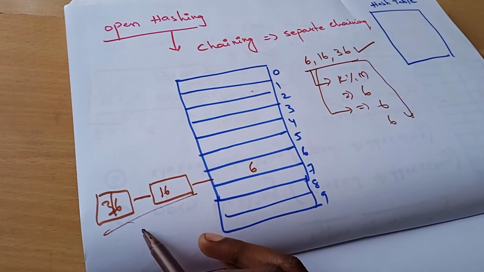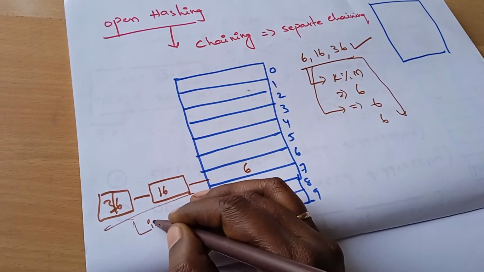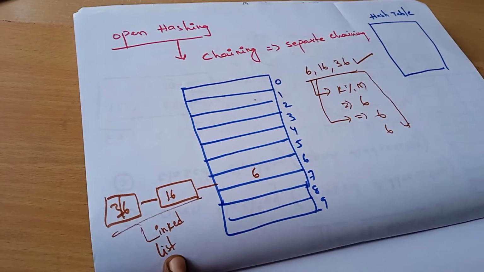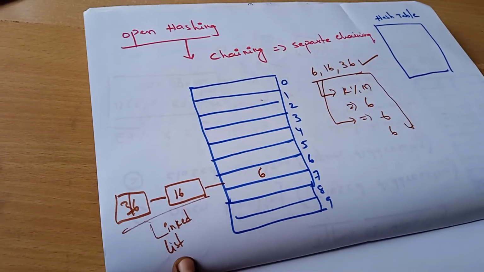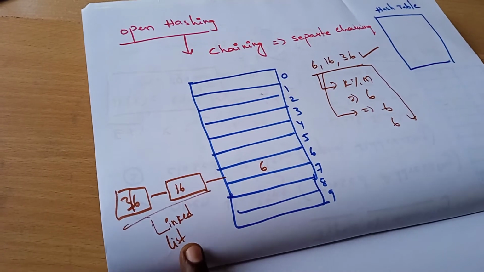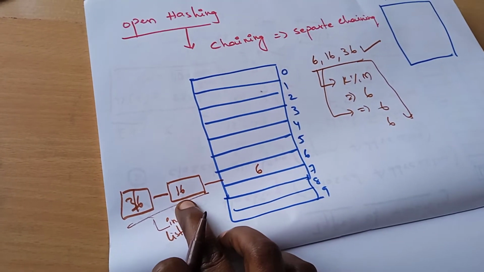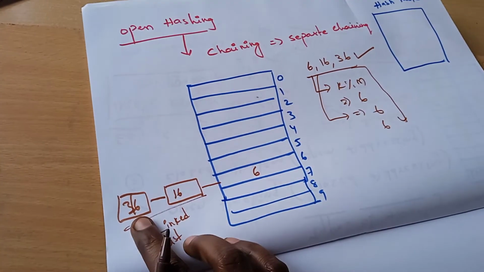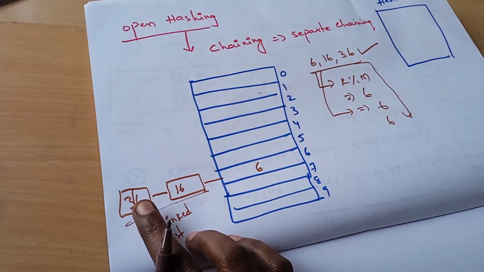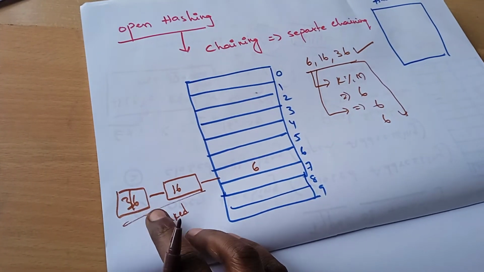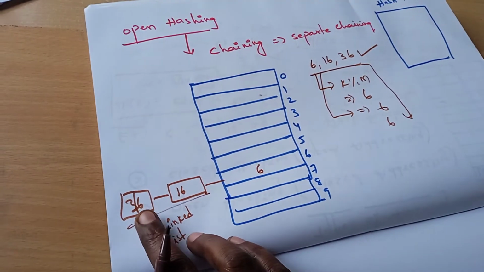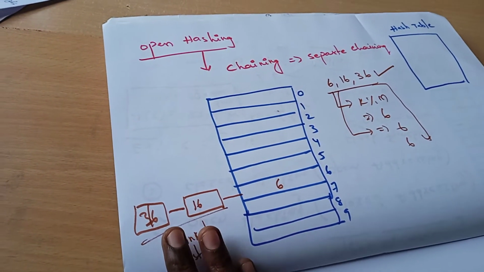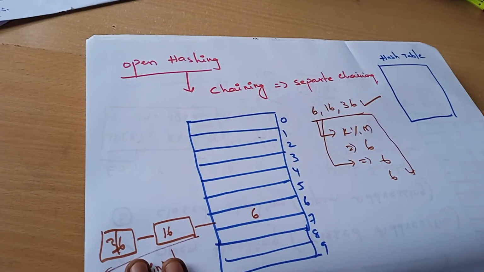For this we will be implementing a linked list. What is a linked list again? It will have two fields, data field and address field. Data field will store 16, address field will refer to this address. And again 36, it will be a linked list. It will have two fields, data field and address field. Data field will be this one, address field will be the next field of this. So we'll be implementing a linked list as far as separate chaining is concerned.